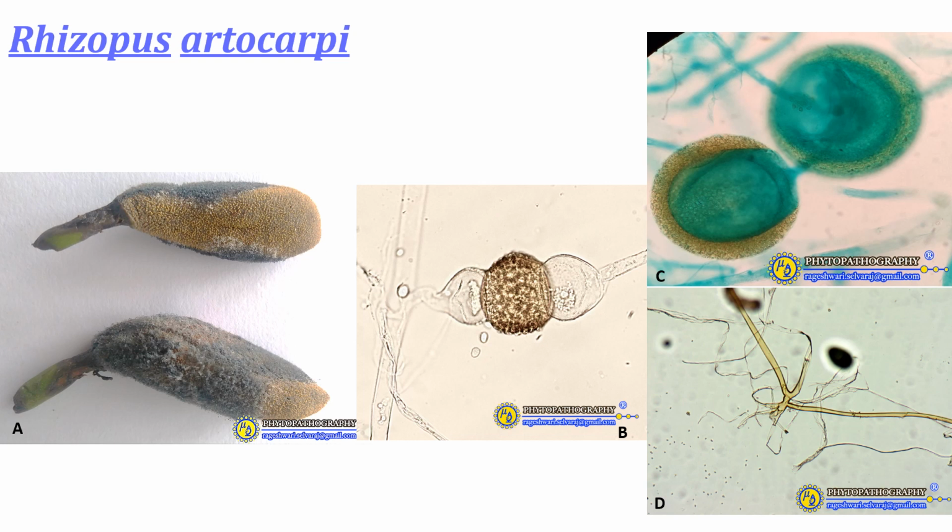The pathogen here produces an aseptate, sinuous, brown hypha, and it also produces rhizoids, which anchor the fungus, hence the name Rhizopus, as given in picture D. It produces the sexual spore, the zygospore, which is double-walled and brown in color. The zygospore is given in picture B, and it serves as a primary inoculum as well as a resting spore.